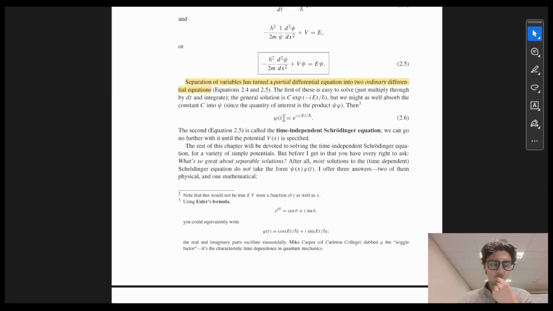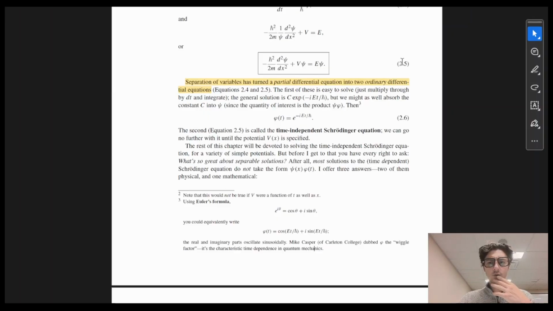Nice. So since we broke apart the time-dependent Schrödinger equation into two sets of variables, the time-dependent part and the x-dependent part, here we are solving just the time-dependent part, and we get this thing called the wiggle factor, which is named by Mike Casper.